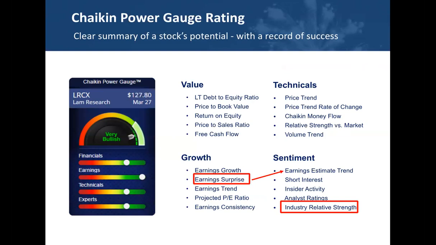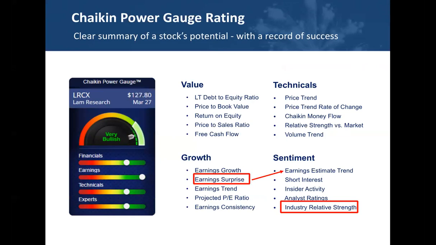The secret sauce for the Power Gauge rating, in my opinion, is the sentiment factors. There are a lot of quantitative models out there. We're going to talk about how the Chaikin Power Gauge is being used to manage $300 million right now. But very few of those quantitative models have these sentiment factors or expert opinions.